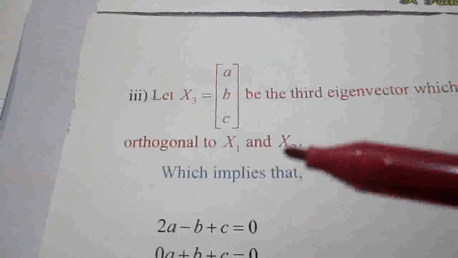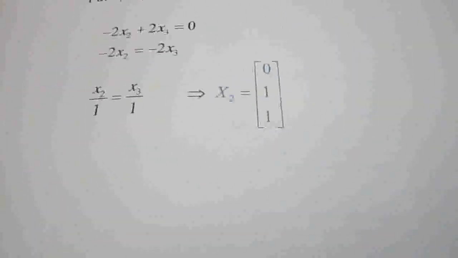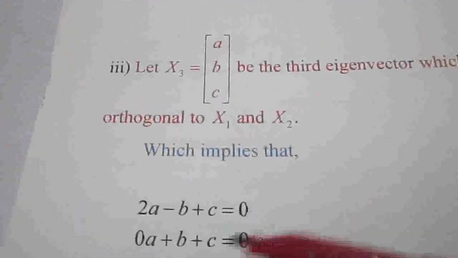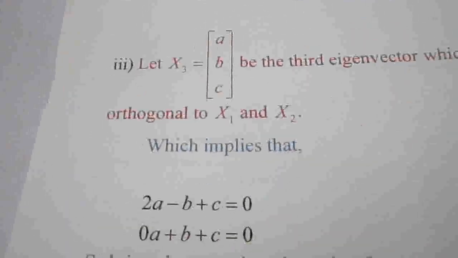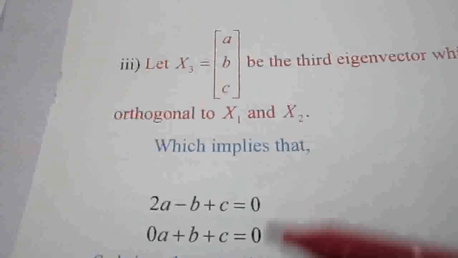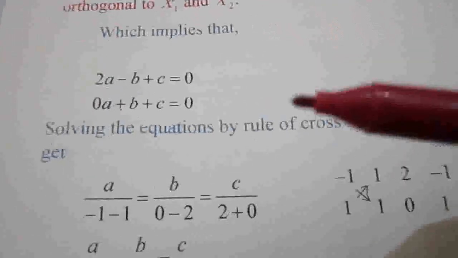Similarly, x2 and x3 are orthogonal to each other. x2 is 0, 1, 1 and x3 is A, B, C. So the dot product between these two: 0 into A, 0A; 1 into B, B; 1 into C, C. So the dot product becomes 0. So we found two equations, both different. So again we use the cross multiplication method between these two equations.